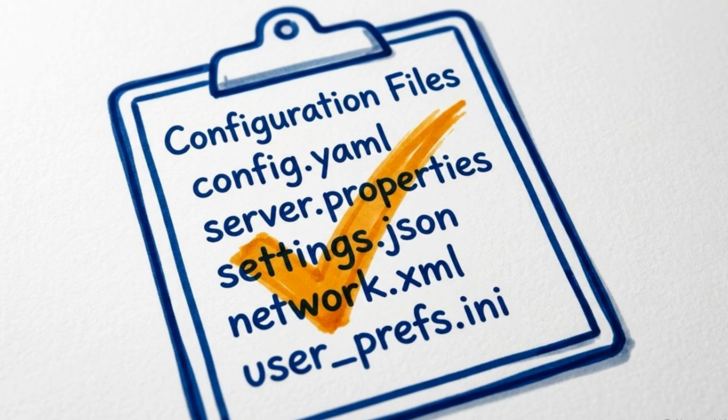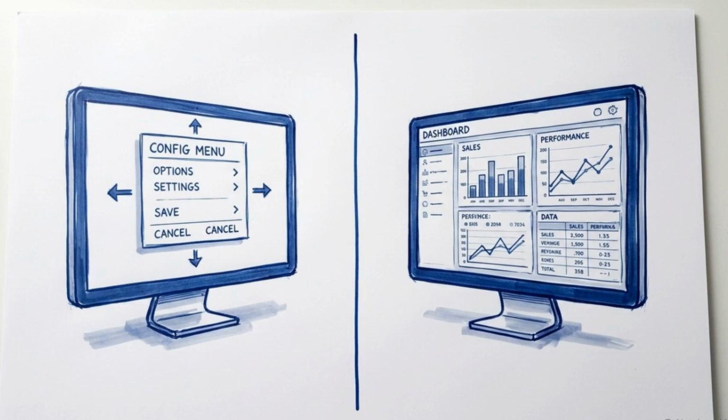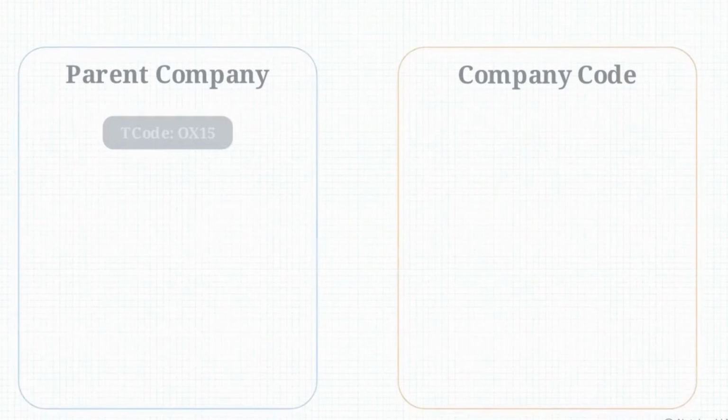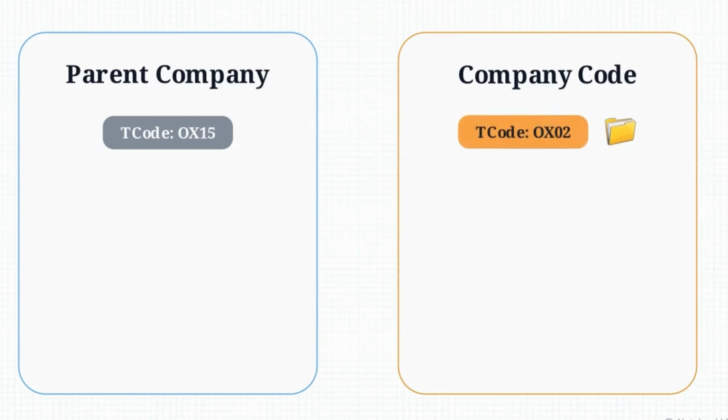By forcing every change into a transport request, SAP ensures that all structural modifications are tracked and tested and kept entirely separate from live business data until they are ready. With the parent group defined, we move one level down to create the company code, the actual legal entity that processes daily financial transactions. Using transaction code OX02, you configure the address and local currency.